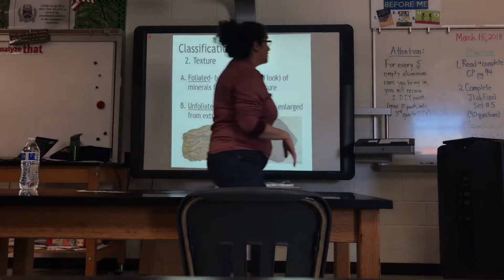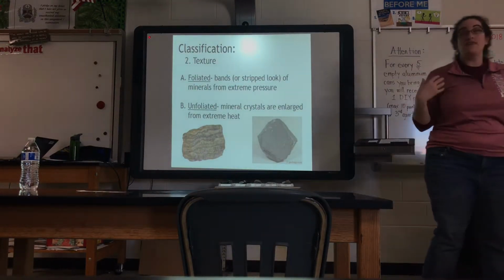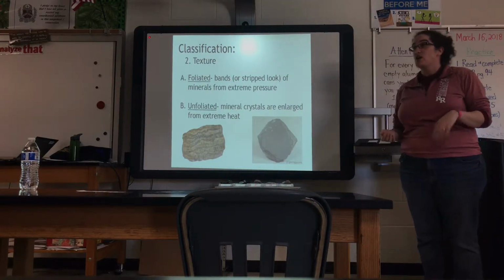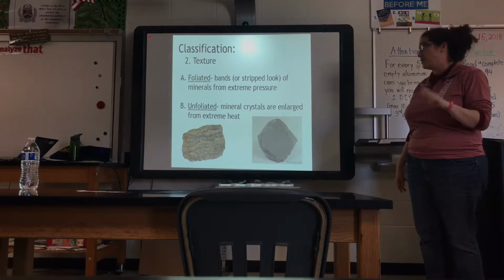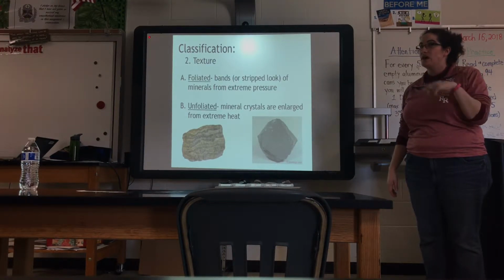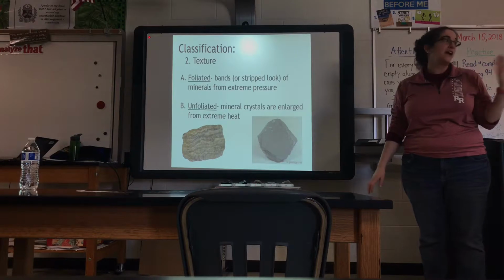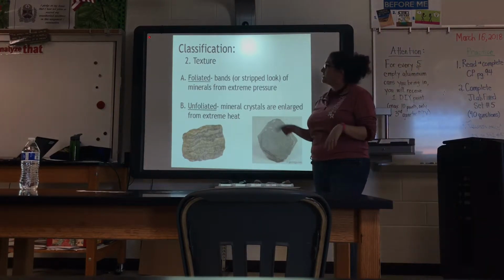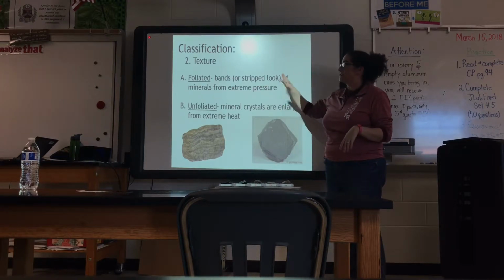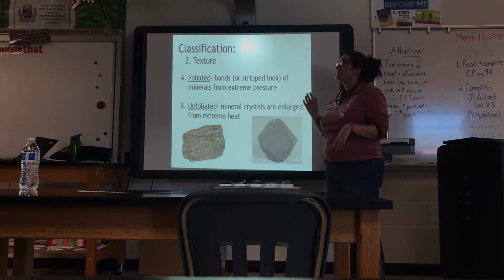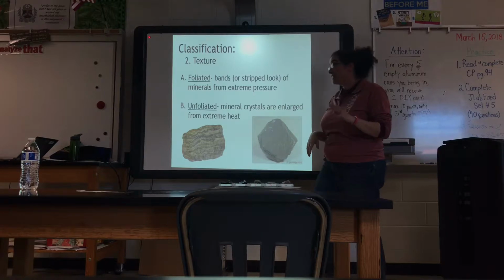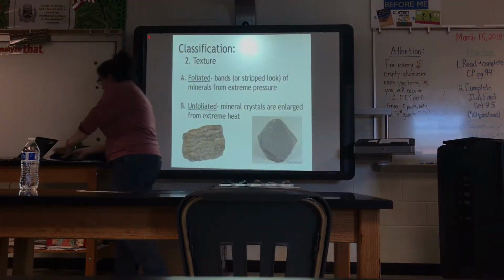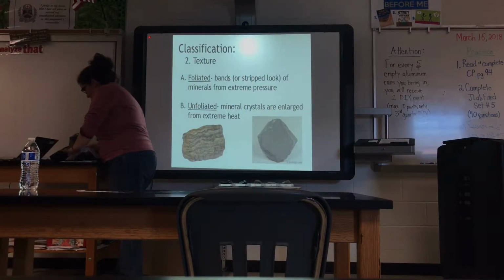All right, so the other way that we can classify metamorphic rocks is by their texture. There are two possible textures, foliated and unfoliated. Very, very crazy here with the scientists. They like to come up with lots of names. So foliated means bands or striped, not stripped. And when I say bands, I mean that it is very obvious. So let me pass around a really beautiful tiger's eye.